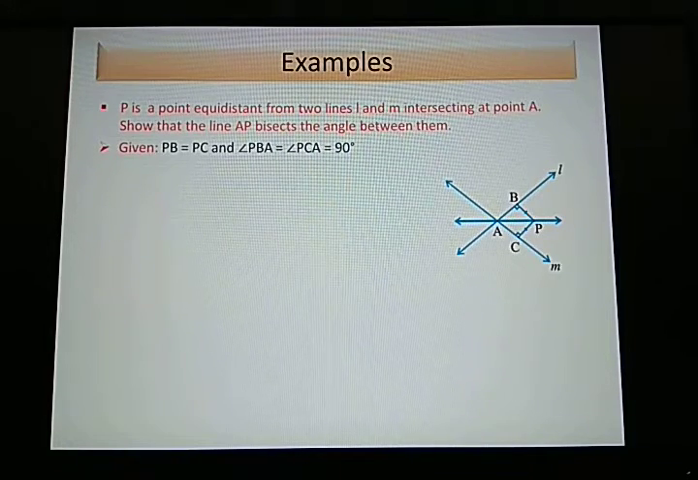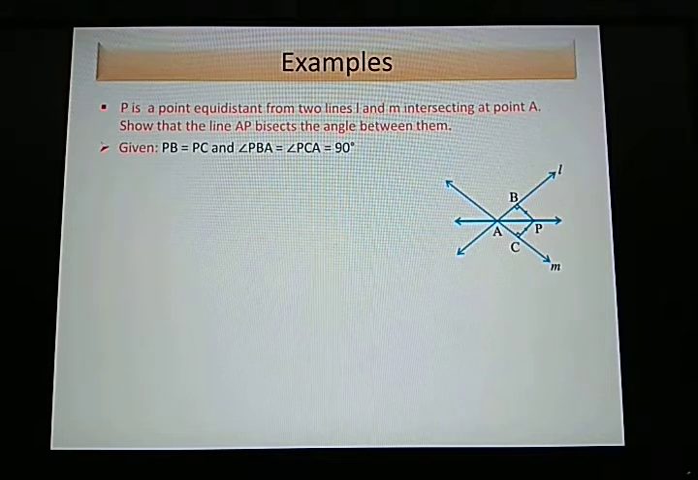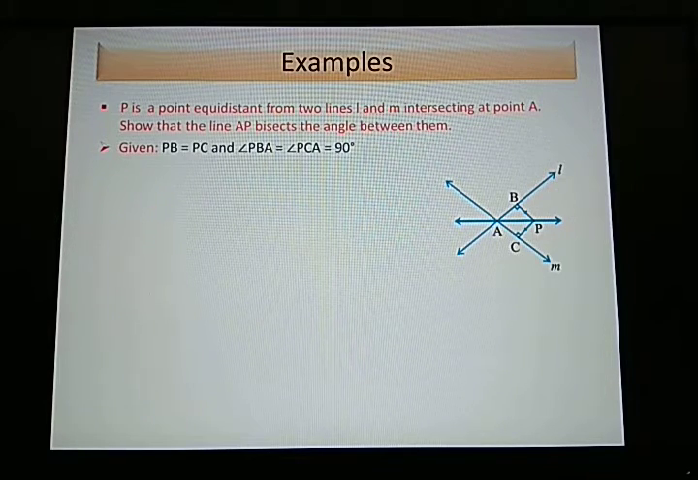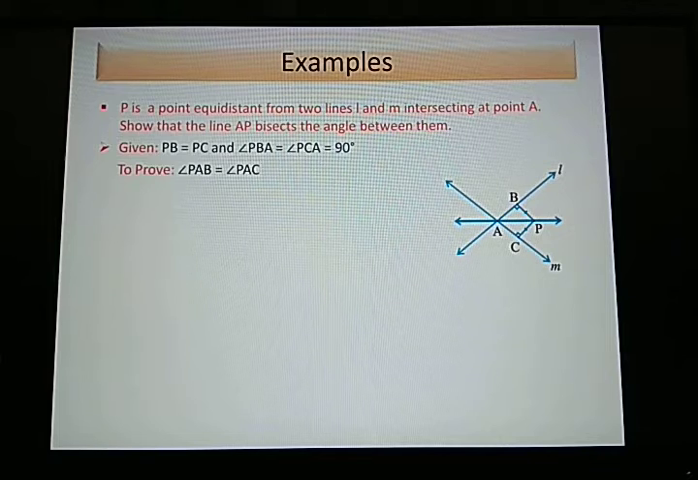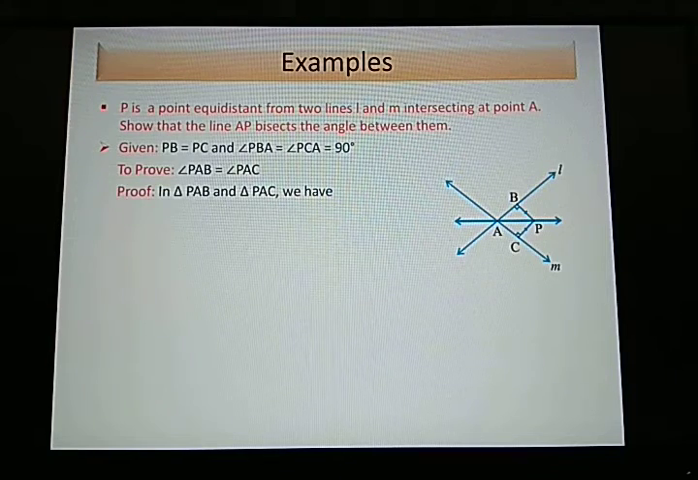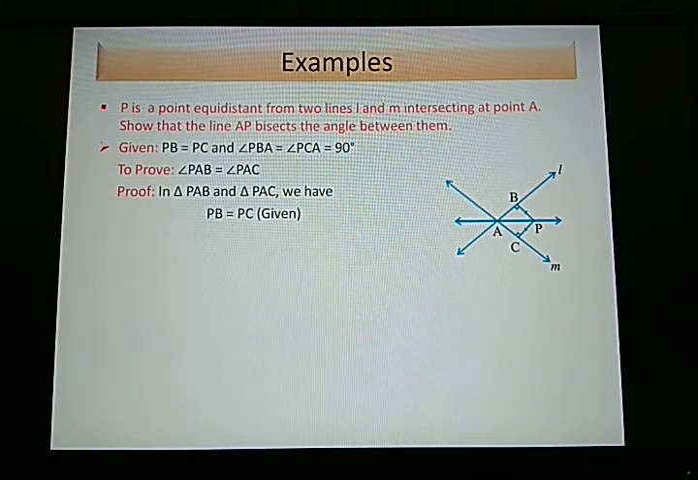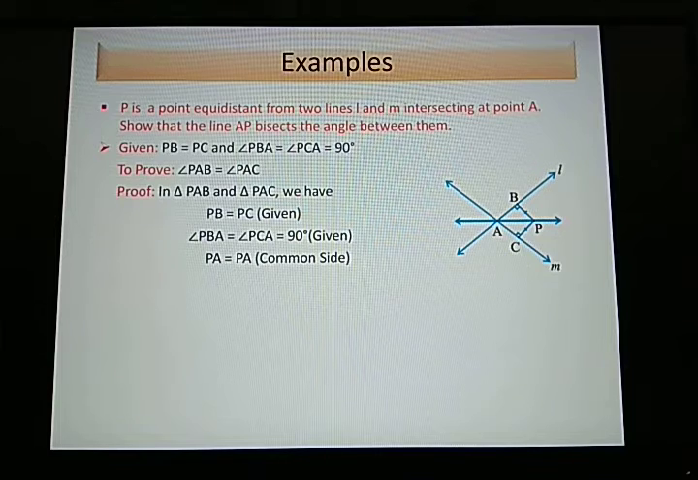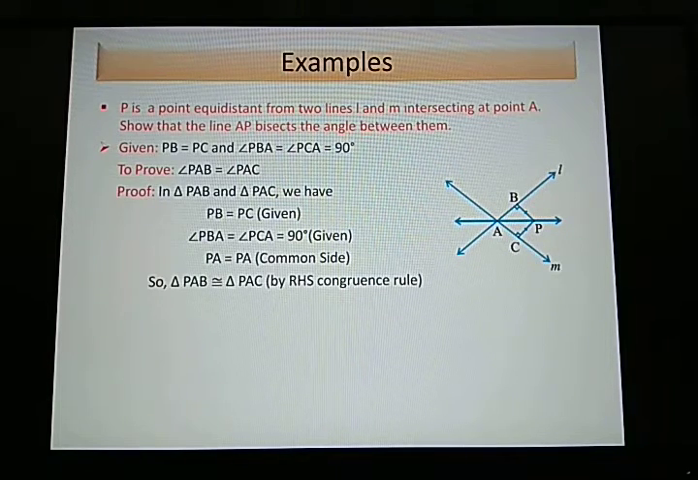So let us prove it. First of all, we'll write down what is given to us. PB equals PC because they are equidistant. And angle PBA equals angle PCA, both are 90 degrees as they are perpendiculars. Now we have to prove that angle PAB equals angle PAC. For that, we'll consider triangle PAB and triangle PAC. In both these triangles, PB equals PC, that is given to us. Angle PBA equals angle PCA, both are 90 degrees. And PA equals PA, that is the common side. So both these triangles are congruent by the right angle hypotenuse side congruence rule, or RHS.